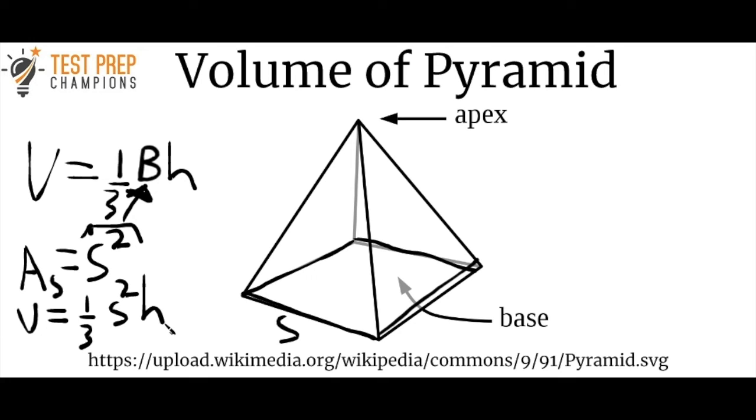Now again, the reason why we can replace that with the side squared is because the formula is volume equals 1/3 the area of the base times the height. And the area of the base is calculated by taking the side of the base and squaring it, or doing side squared. So all I did was take this side squared, which is the area, and substitute it in for the B in the equation, and then what we have here is the volume equals 1/3 side squared h. So hopefully that makes sense.